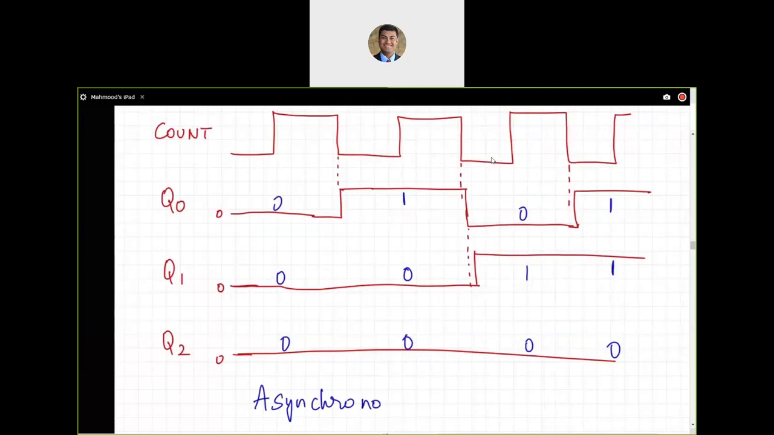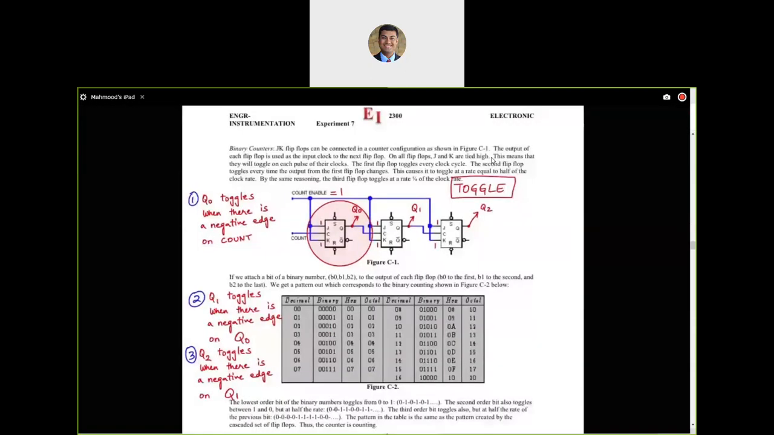All flip-flops in this design, there are 3 of them, are not in sync with the count signal. So they are not synced with a master clock. The first guy is synced with the count, the second guy responds to the first guy, and the third guy responds to the second guy. So there is an asynchronous nature to this. That is a problem when it comes to counters.